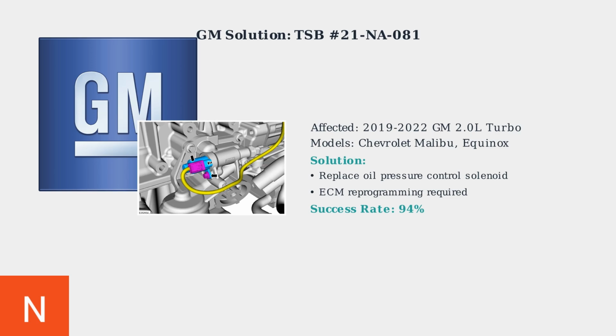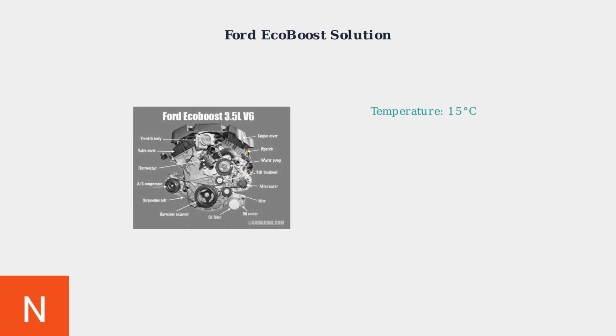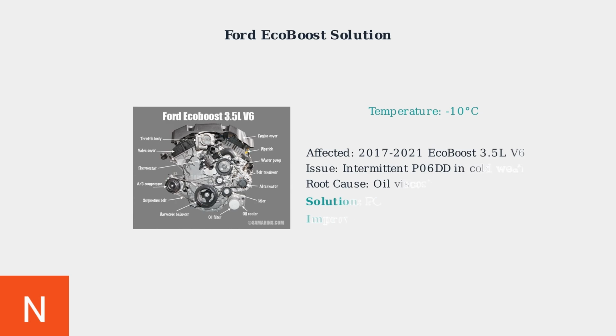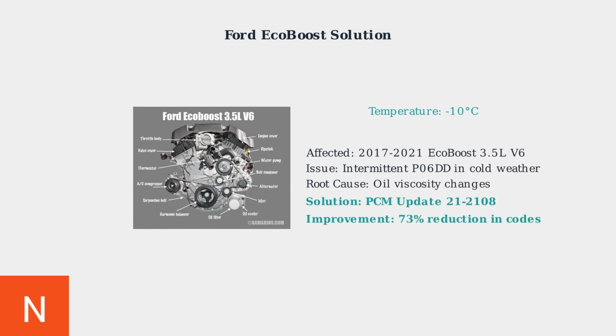21-NA-081 for 2019 to 2022 GM 2.0-liter turbo engines. The solution involves replacing the oil pressure control solenoid and ECM reprogramming, achieving a 94% success rate. Ford EcoBoost 3.5-liter V6 engines from 2017 to 2021 experienced intermittent P06DD codes during cold weather operation. The root cause was oil viscosity changes, affecting solenoid response time.